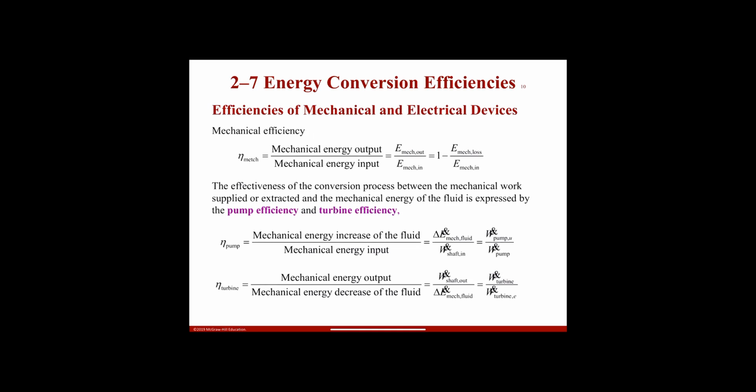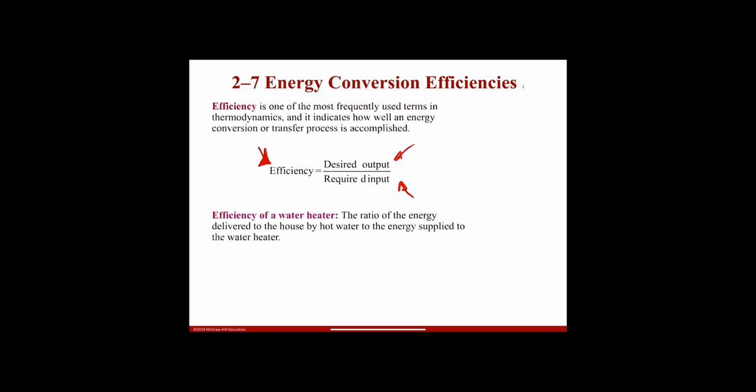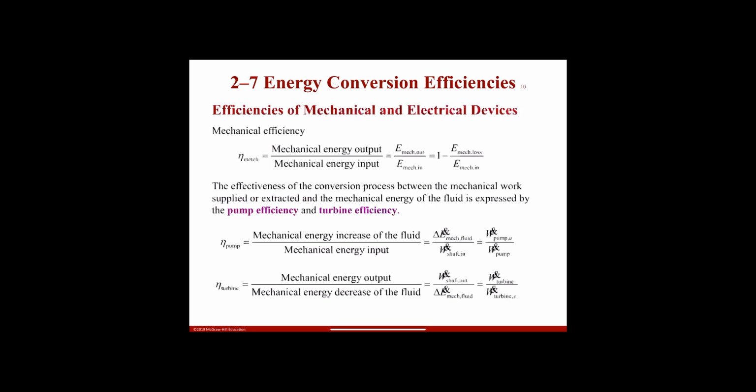Efficiency of mechanical and electrical devices. So pretty much it's the same equation that we had before, but now we're going to add the mechanical work. So mechanical efficiency equals the mechanical energy output over the mechanical energy input, okay? Or if you want to see it as this one, it is the desired output over the required input. It's exactly the same thing. So the mechanical energy that I need to be generated versus the mechanical energy that your system will need.